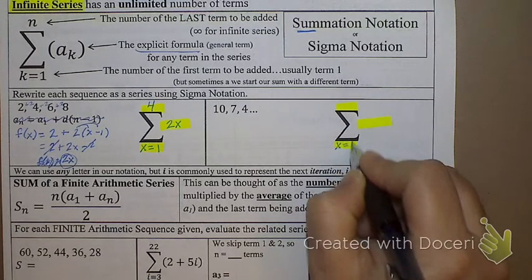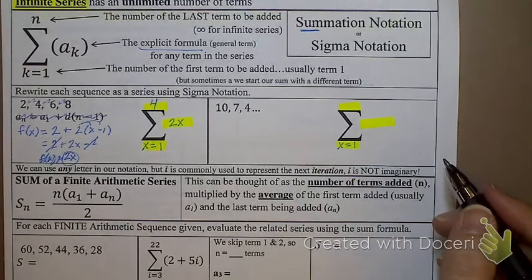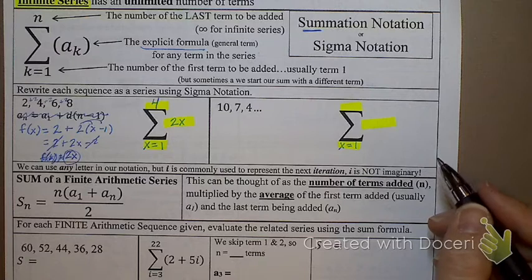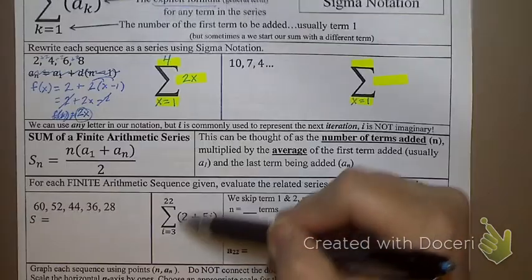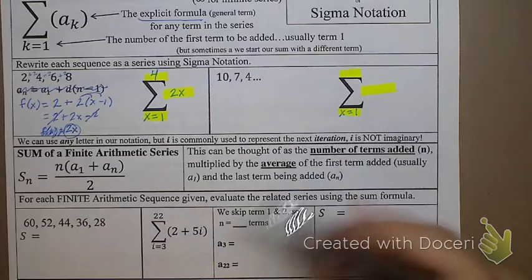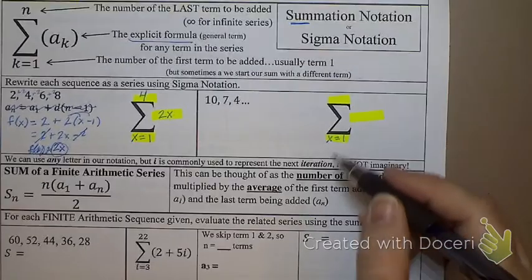X equals 1. I'm always going to be writing x equals 1. Always. When I'm writing sigma notation, I always put x equals 1. When they give me sigma notation, such as down here, they might not, and we'll deal with that. But when you are writing it, you're always going to be putting x equals 1.